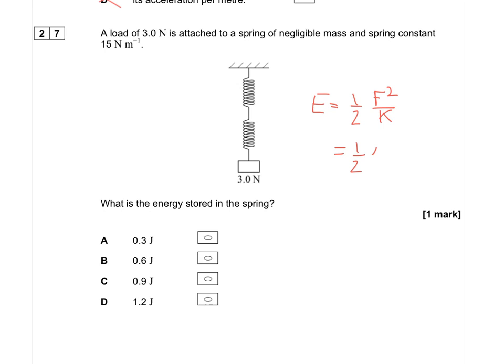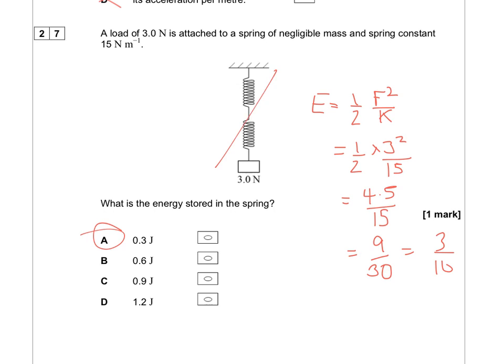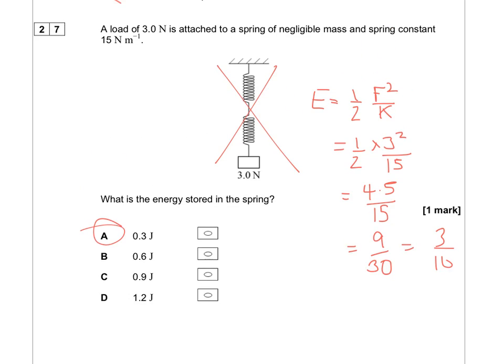So it's going to be half times 3 squared divided by 15, which is 4.5 over 15, which is 9 over 30. Divided by 3 gives you 3 over 10, so 0.3 there. This diagram is very distracting and very annoying, and if you answer it looking at the diagram instead of reading the question, you'll get this wrong. So be a bit watchful there.